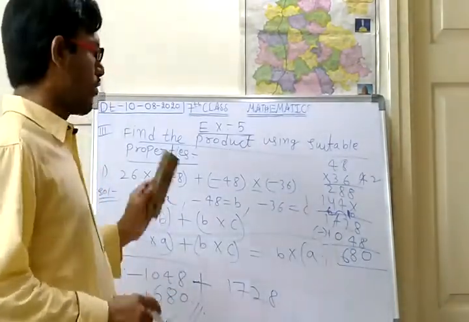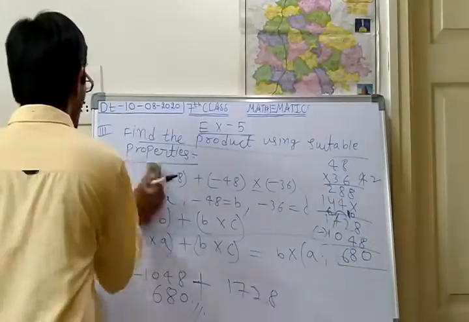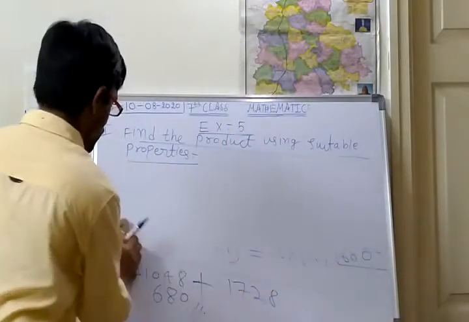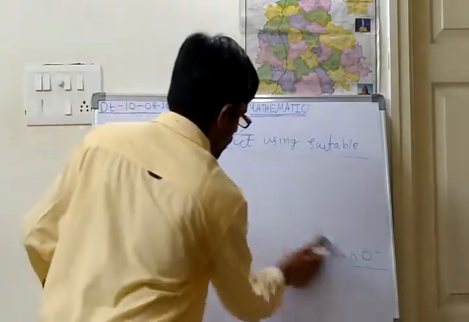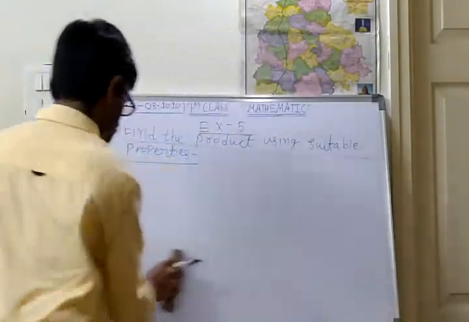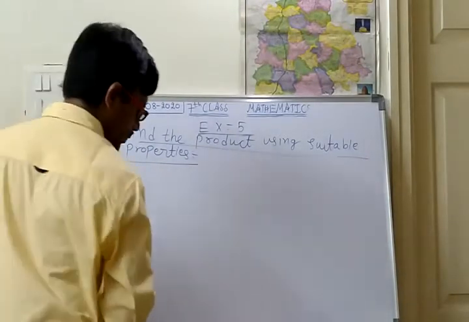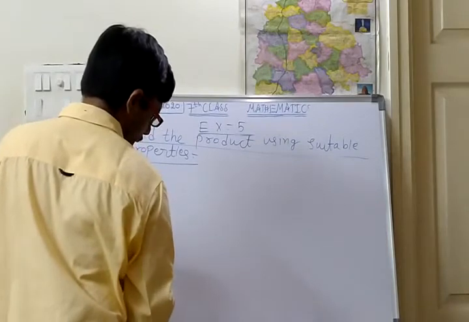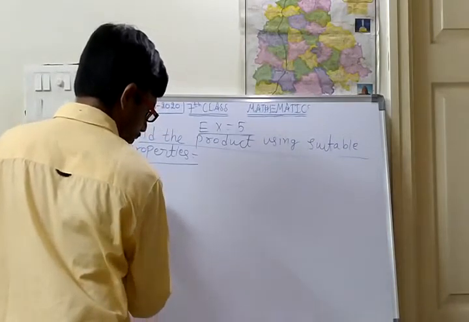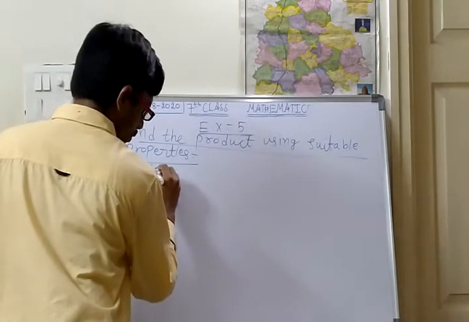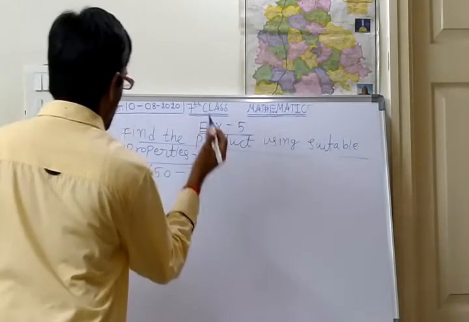Now we shall go with one more problem. Next, B problem: 7 into 50 minus 2. 7 into 50 minus 2.